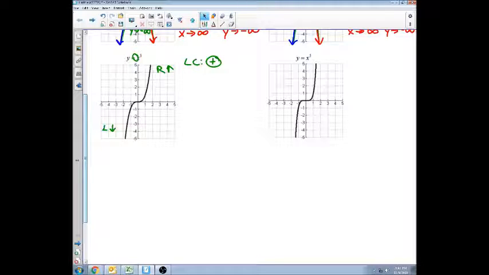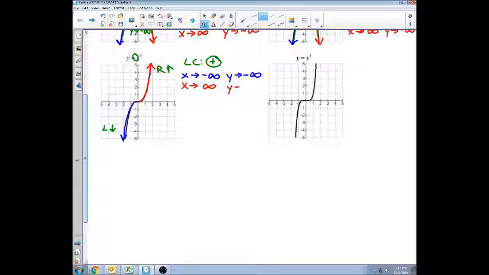Okay? So let's write that information in infinity notation. So as x approaches negative infinity, or as x moves to the left, what did my y do? Well, it went down, so y approaches negative infinity. As x approaches positive infinity, or moves to the right, just like this line, what did my y do? It went up, so y approaches positive infinity.